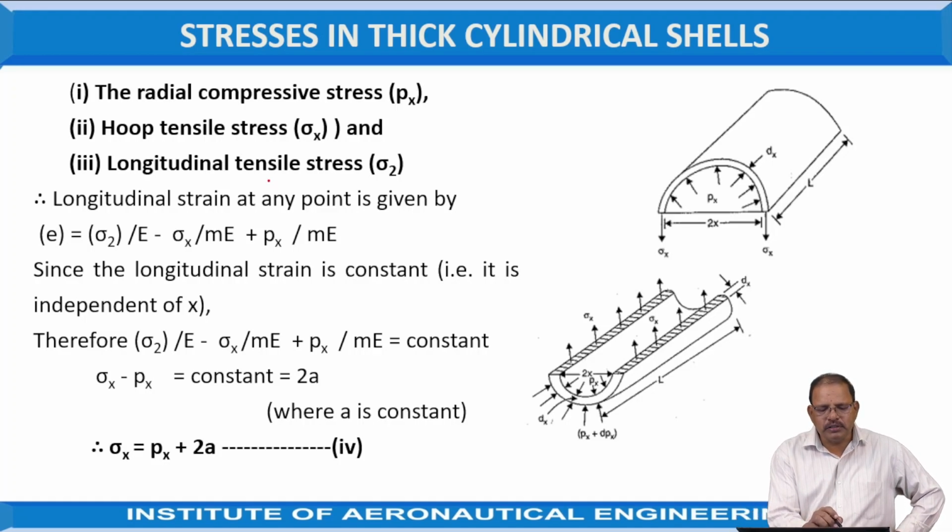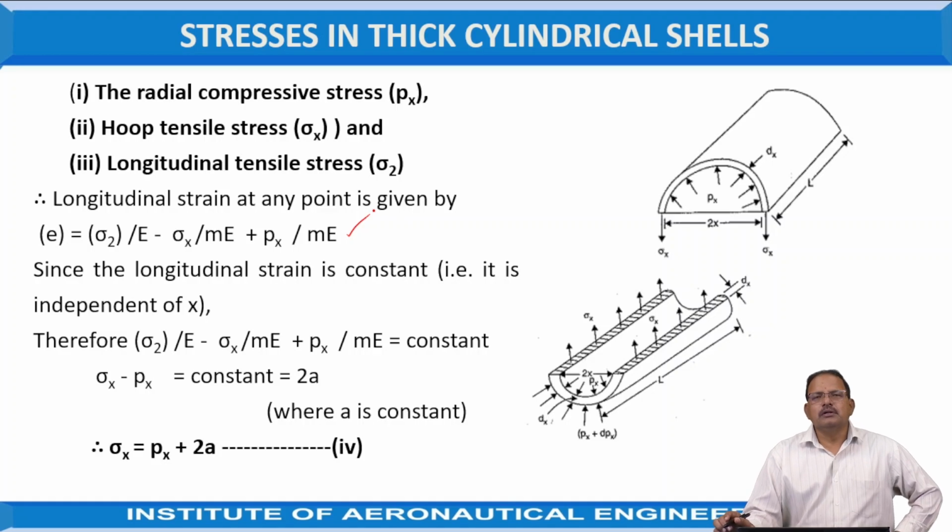But according to our previous discussions, hoop tensile stress is the tensile stress. Hence, in the opposite direction, the diameter decreases. Hence, we take that the longitudinal strain decreases. It can be written as negative sigma x divided by mE. Again, the radial compressive stress is compressive in nature, but the lateral strain is affected in the opposite direction, that is, expansion is taking place. Hence we take it as positive px divided by mE.